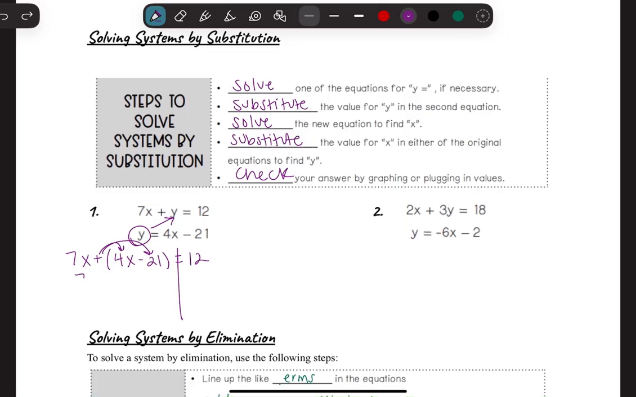So we have 7x plus 4x minus 21 equals 12. The next step would be to combine like terms. 7x and 4x are our like terms. 7 plus 4 is 11, which makes it 11x minus 21 equals 12. I'm solving for x, so I want everything away from x. So I'm going to move this positive 21 to the other side of the equal sign by doing the opposite, which is plus 21. So now I have 11x.